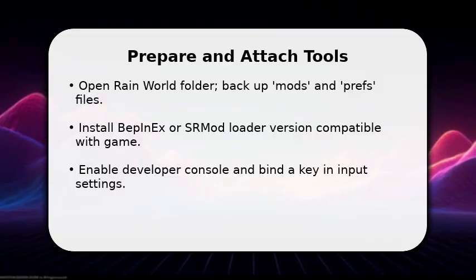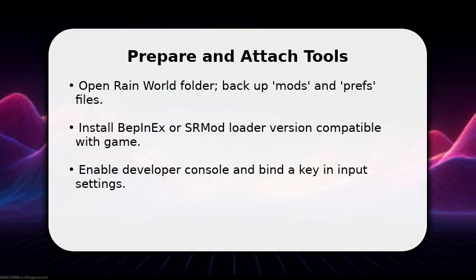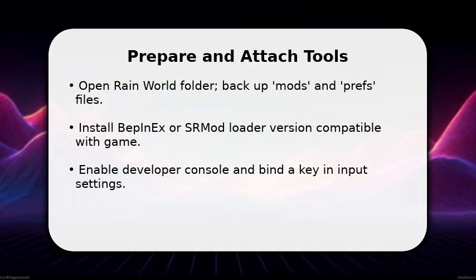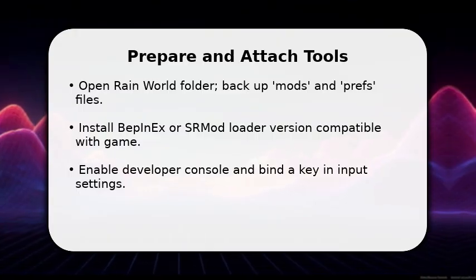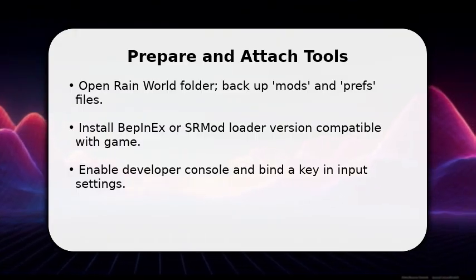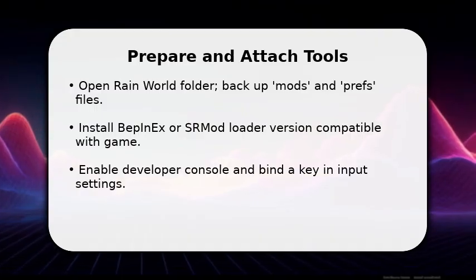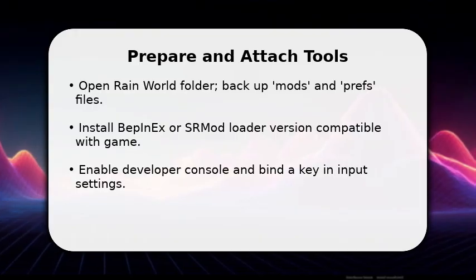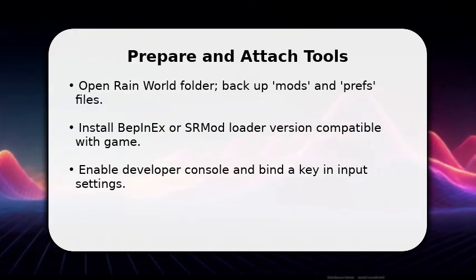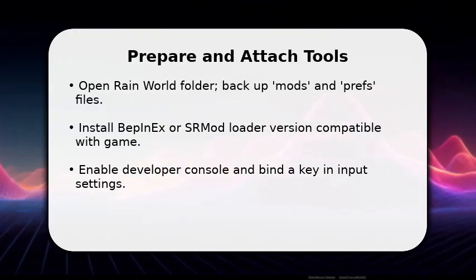You start by preparing the game environment and toolchain. Back up your Rainworld mods and prefs so you can revert if needed. Install the correct mod loader, BepInEx or SR mod, matching your game version, then extract files into the game directory. Once done, enable the developer console in Options and bind a convenient key. This lets you run commands immediately.